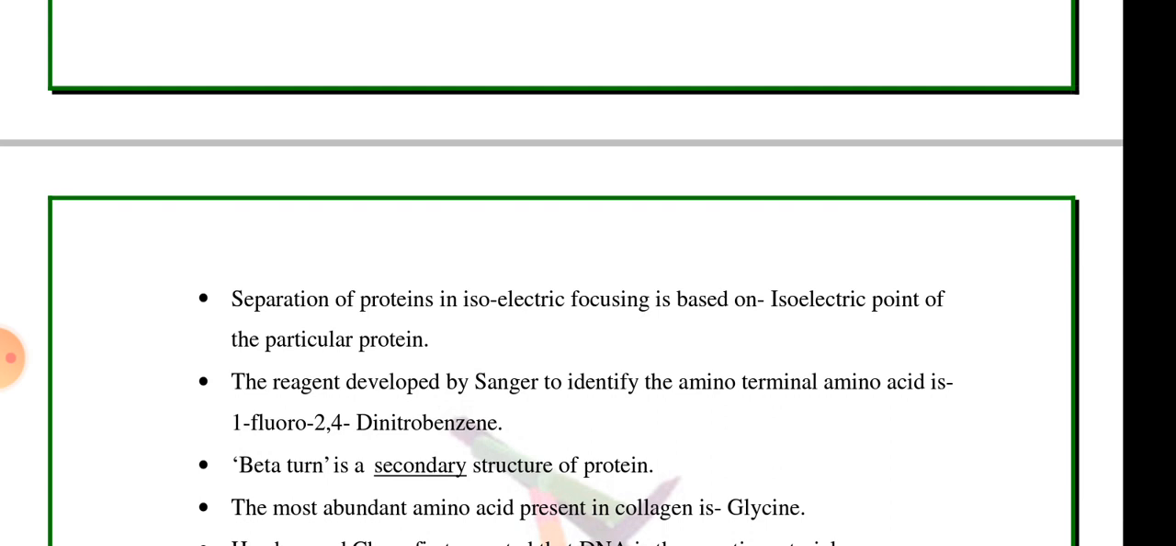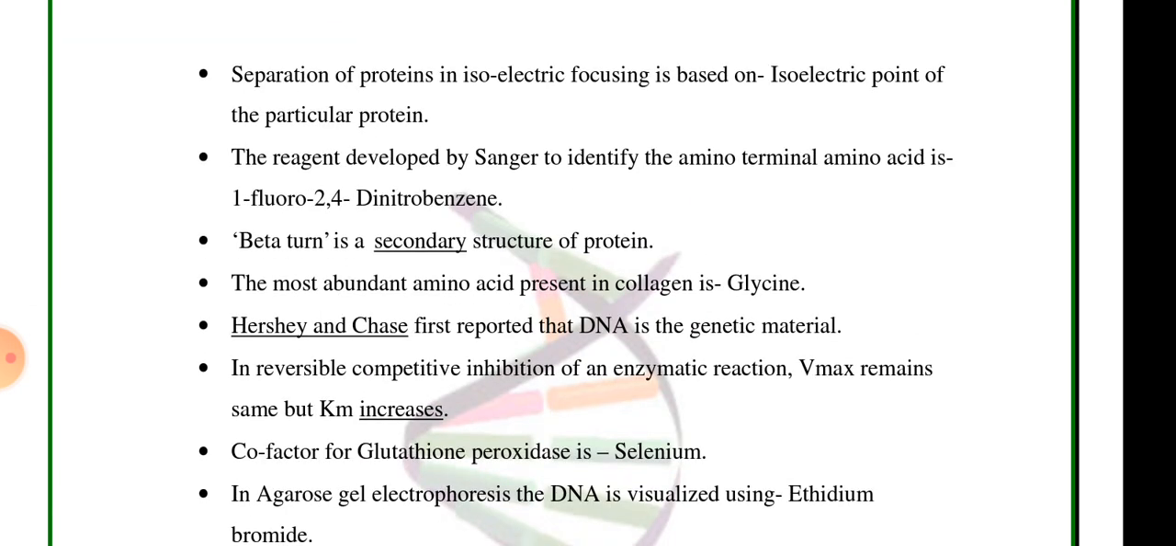The reagent developed by Sanger to identify the amino terminal amino acid is 1-fluoro-2,4-dinitrobenzene. Beta turn is a secondary structure of protein. Alpha helix and beta pleated sheets are the secondary structures of protein. The most abundant amino acid present in collagen is glycine. Hershey and Chase first reported that DNA is the genetic material.